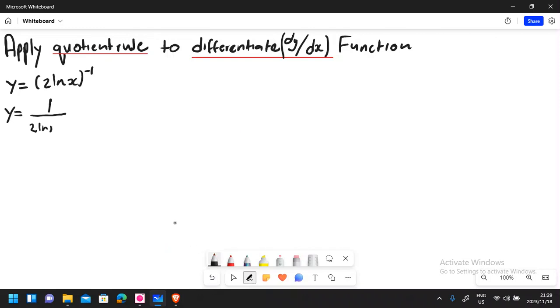So when it's like that, we are now able to differentiate using the quotient rule. But remember, when we differentiate using the quotient rule, we need to identify our f of x and our g of x. Let's start by writing f of x. So f of x here is going to be the numerator, in this case 1, and g of x is going to be the denominator, in this case 2 natural log x. Right, so we need to differentiate these before we use the quotient rule formula.